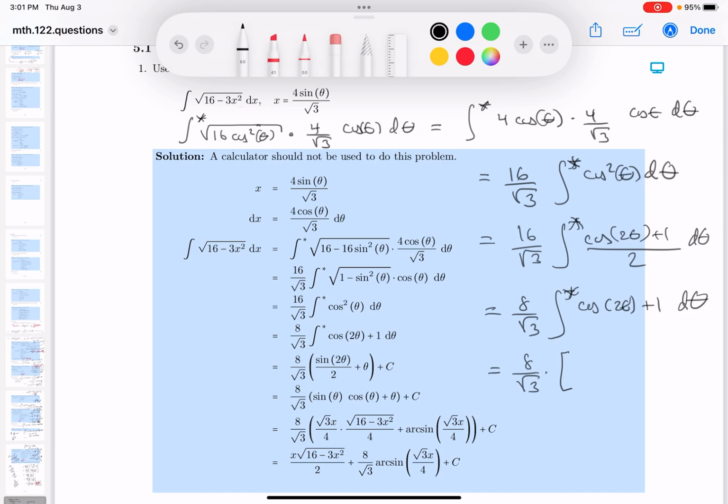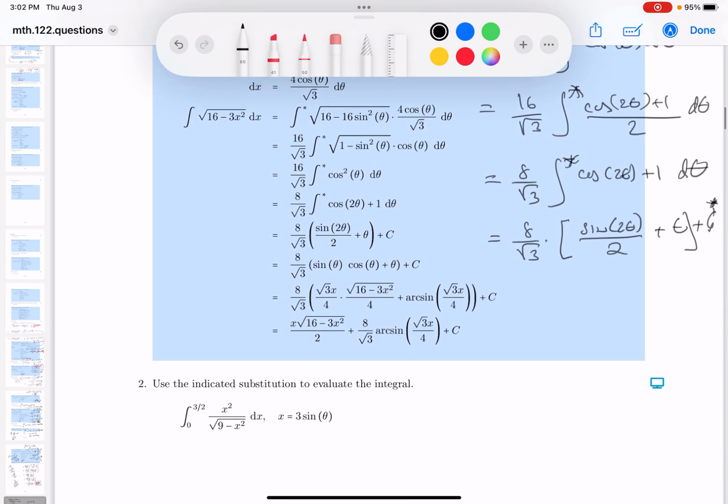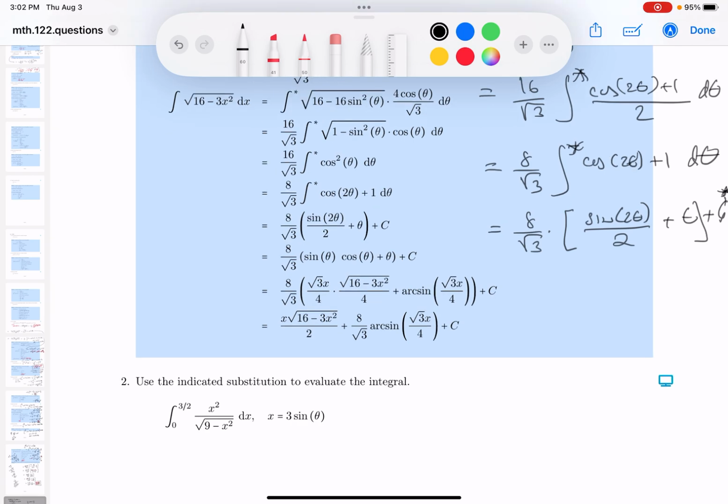The nth derivative of cosine 2 theta is going to be sine of 2 theta. But remember, if you differentiate that, you get a 2, so I have to remove that, then plus theta, plus some constant of integration. Now, what happens to a lot of students is there's a lot of work, and they forget why they've done this. The main reason to do this is that you have to go back to x's now, right? So what do you get over here?